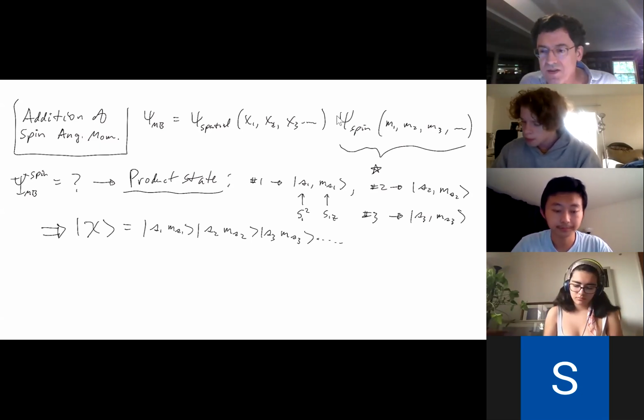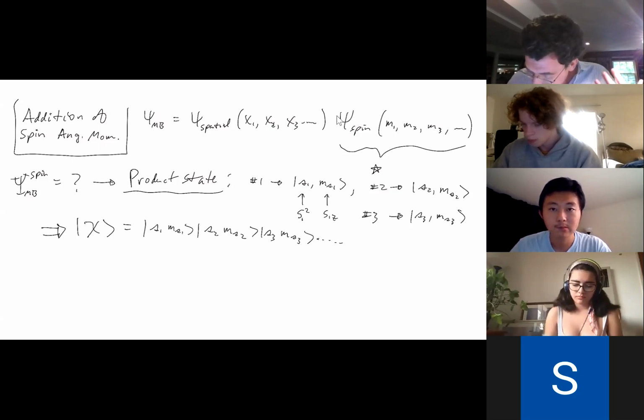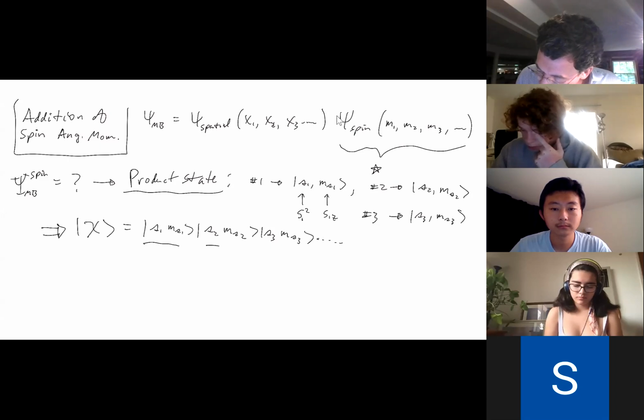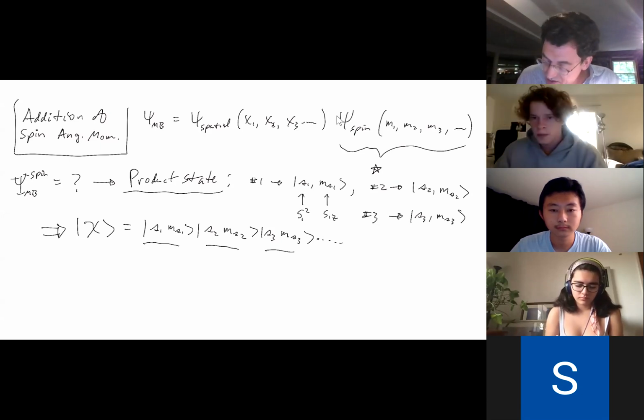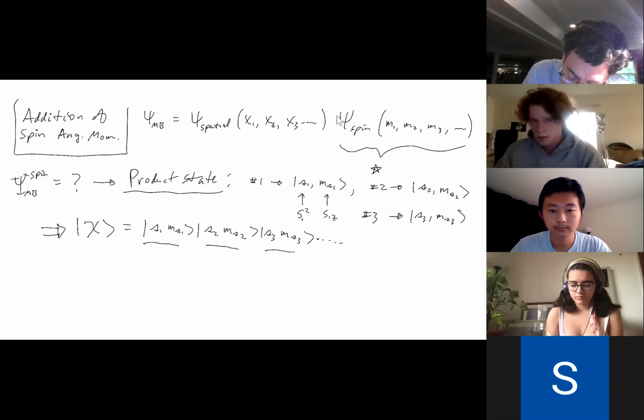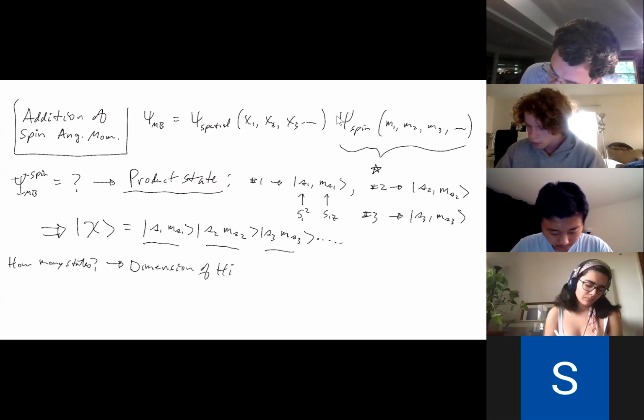And I think that's a very natural thing to do. You say that the total spin part of the wave function for the many-body system is just going to be the product of the spin states of all the individual particles. And I think that's a very logical thing to do. And then you can ask something like, what's the dimension of this state? How many states? In other words, what is the dimension of the Hilbert space?